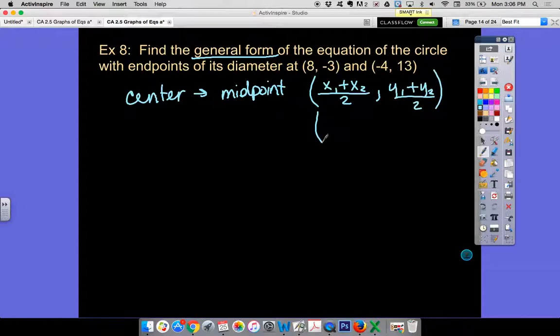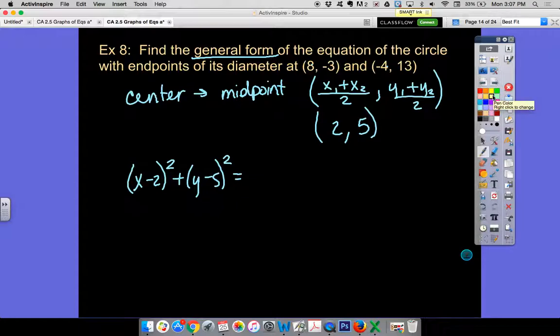So, I mean, averaging these things is pretty easy. 8 and -4 gives you 4. Cut it in half is 2. -3 and 13 is 10. Cut it in half is 5. So (2, 5) is my center. So I know automatically that I have (x minus 2) squared and then (y minus 5) squared. But I need my radius.